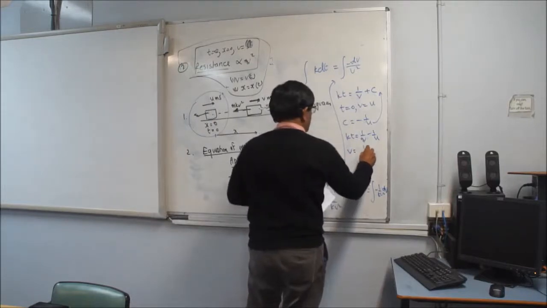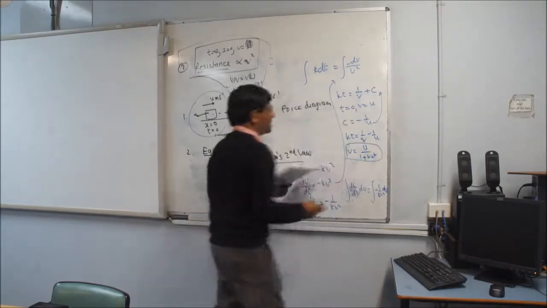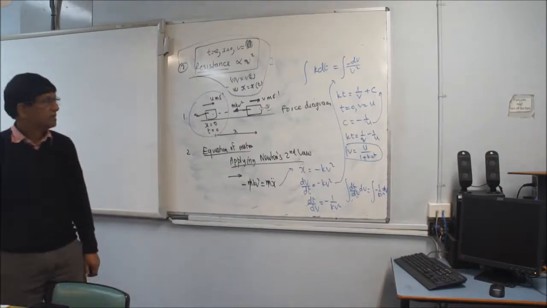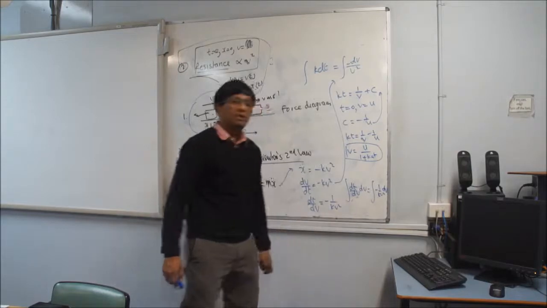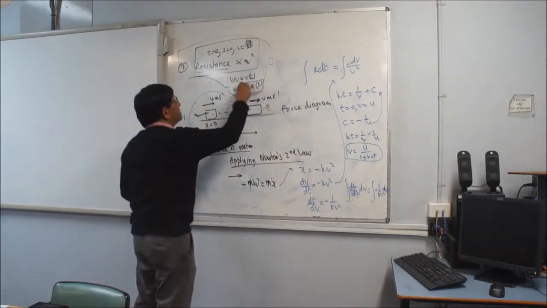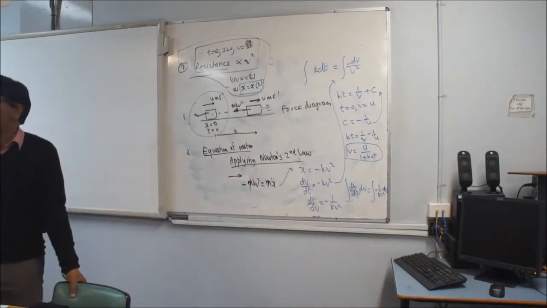So v is going to be... so we have got v in terms of t. From here, if you make v the subject of the formula, you will get this. I want you to do the second part. Displacement in terms of time.